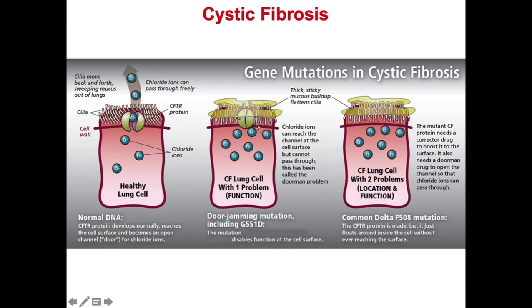So two different types of mutation leading to the same disease, we have a simple amino acid change from glycine to aspartic acid, or we call the delta F508 mutation.